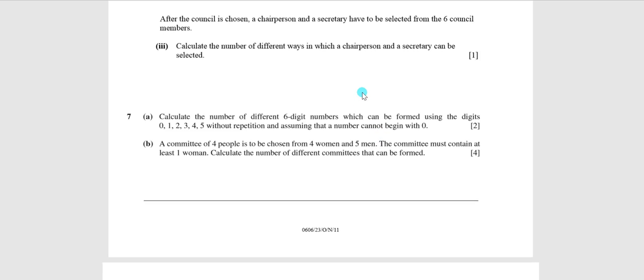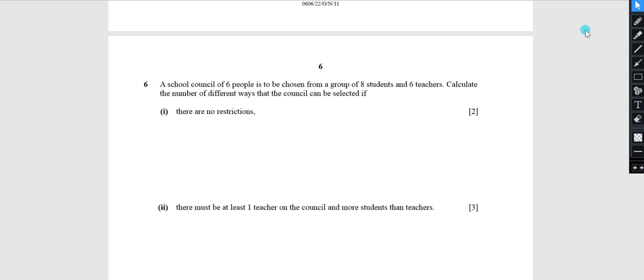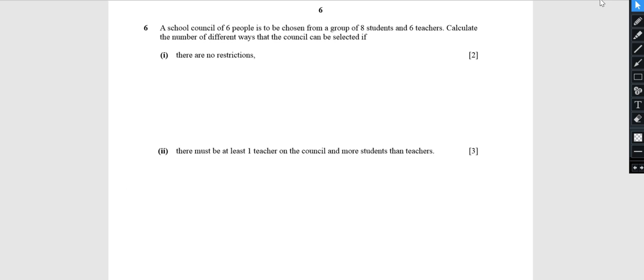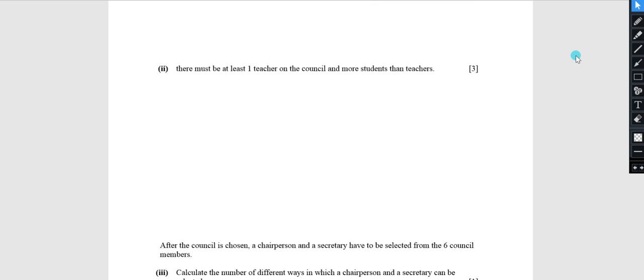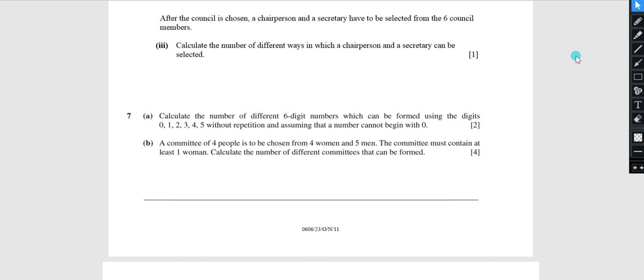Now, we're going to look at the second part of the question. The difference here is that after you have chosen the 6 members, you're going to select 2 from the 6 to be the chairperson and the secretary. Now choose the number of different ways in which a chairperson and a secretary can be selected.